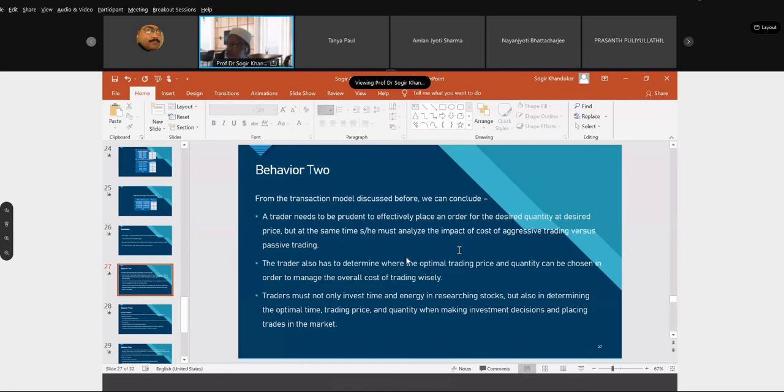A trader must not only invest time and energy in researching stocks, but also in determining the optimal time, trading place, and quantity when making an investment decision and placing trades in the market.